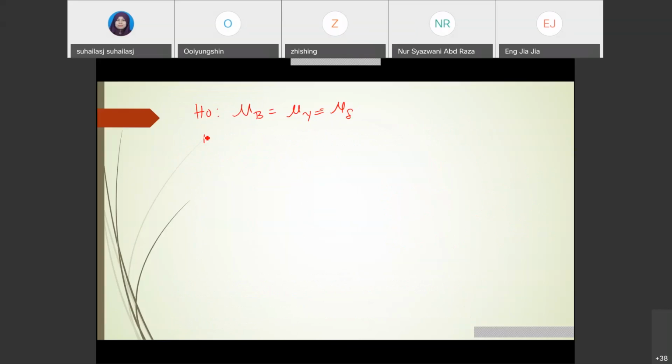Alternative: at least one of mu i is unequal to mu j, where i, j is equal to beta, gamma, and delta. So your alternative is at least one of mu i is unequal to mu j, where i is unequal to j, and i, j are beta, gamma, and delta. You want to test at alpha 0.05.